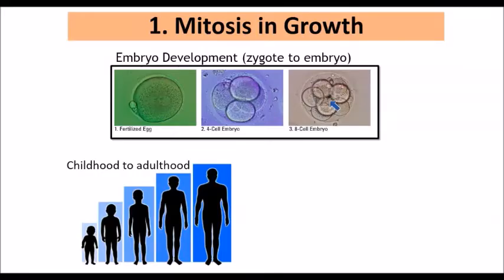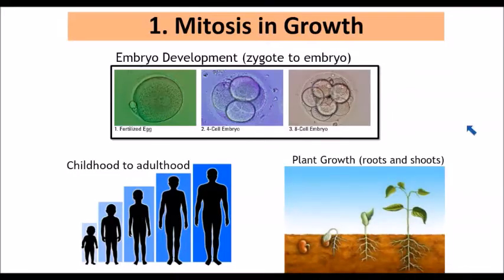So that embryo will eventually grow till it forms a fetus, which is a young baby, and then after birth, obviously the baby grows and develops into a child, then an adolescent, and then to the adult. So in that process of growth, obviously cells need to be dividing. All the tissues and organs need to be increasing in size as the individual is getting taller and wider. So that is an example of mitosis in growth from childhood to adulthood.